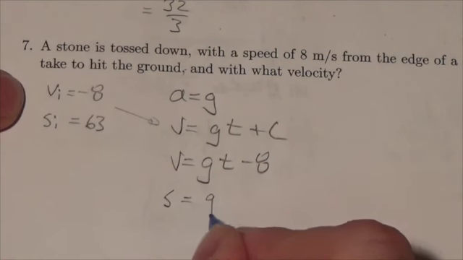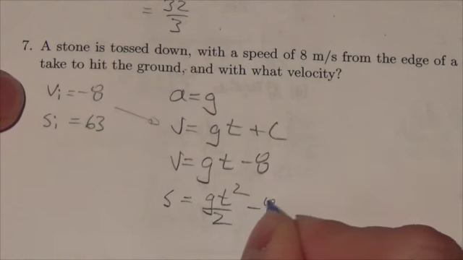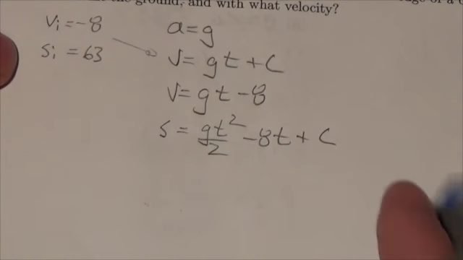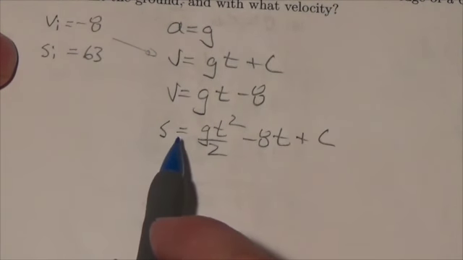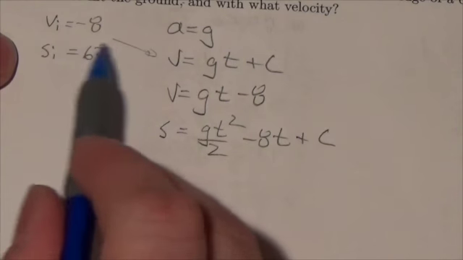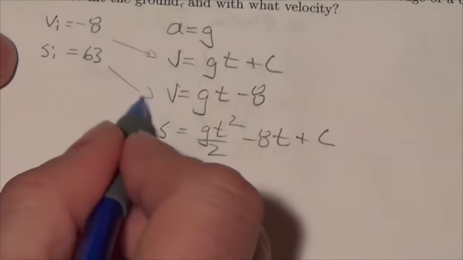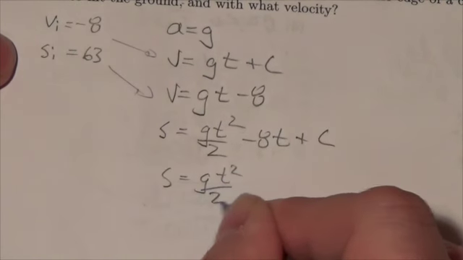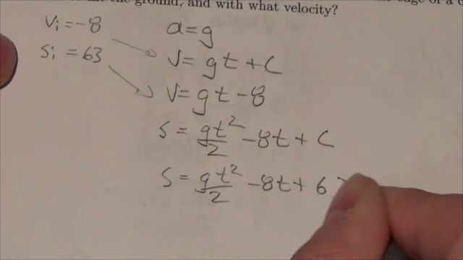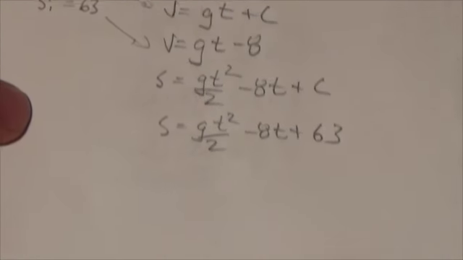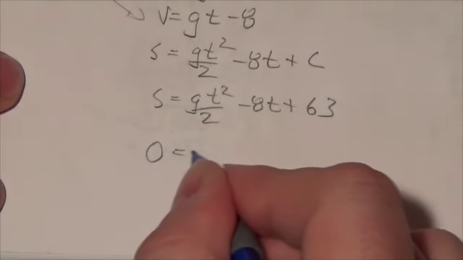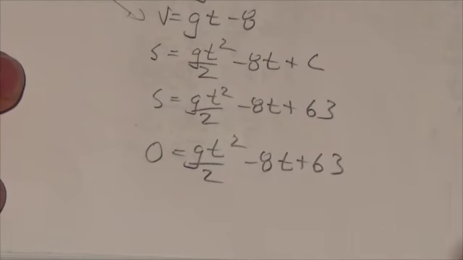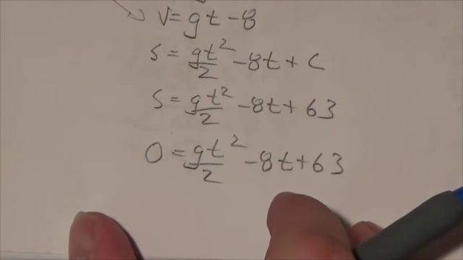And displacement will be gt squared over 2 minus 8t plus c. That constant of integration: we know that if we plug in 0 for initial time, we get a height of 63. So when we plug that in, we get s equals gt squared over 2 minus 8t plus 63. Now the question becomes, for what value of time is the displacement equal to 0?